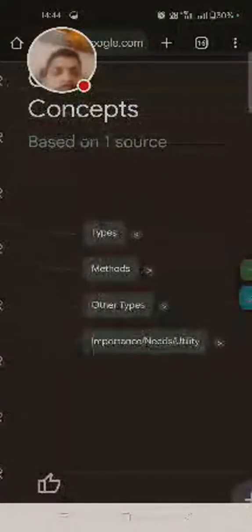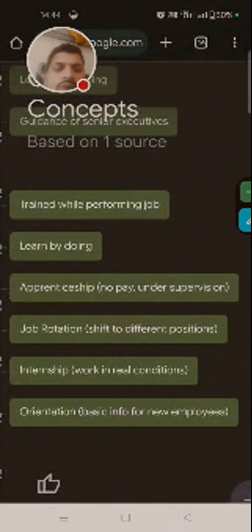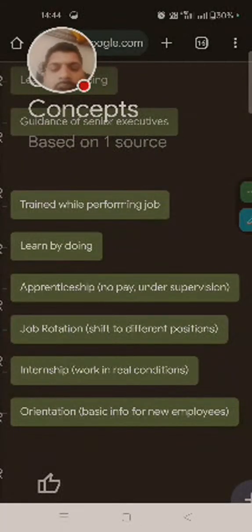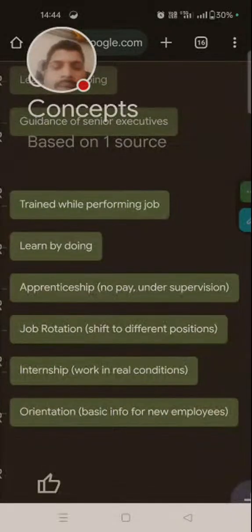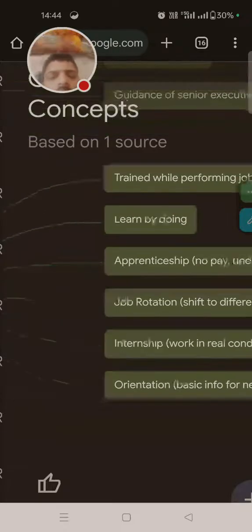Then comes the methods of training. On the job training means being trained while performing the job: learning by doing. Apprenticeship means no pay but under supervision. Job rotation means shifting to different positions. Internship means work in real conditions. Orientation means job orientation, basic training for new employees.